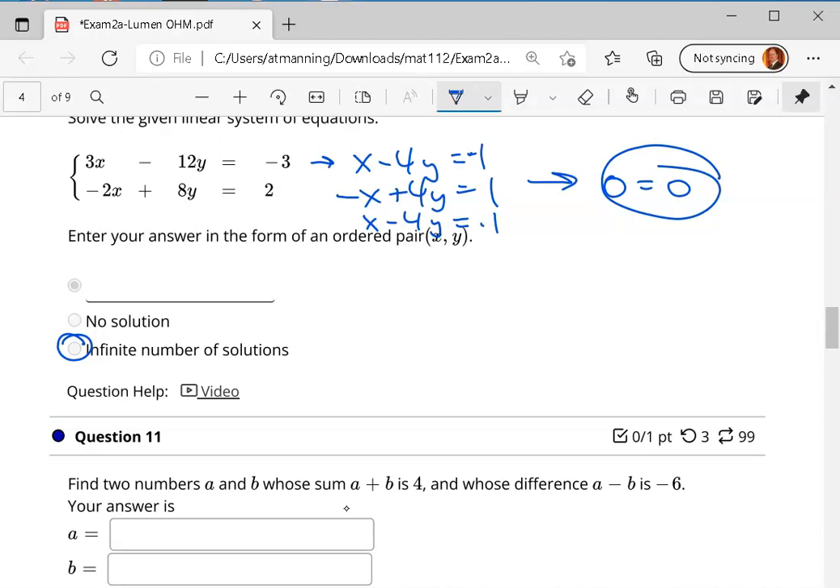The strategy was to look to simplify first, and it pops out that they're the same equation. And when you get the same equation, or when you get something that is always true, that tells you there's infinite solutions. If you get something that can't be true, then you know there's no solution.